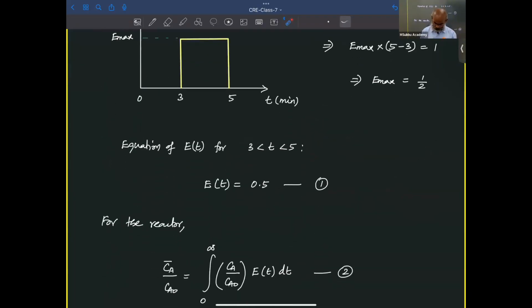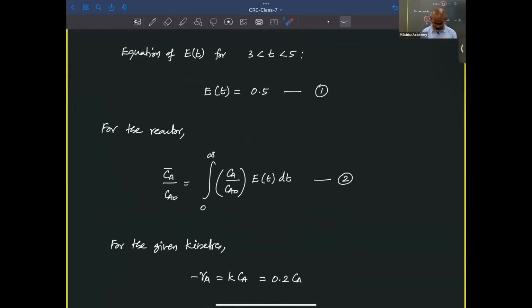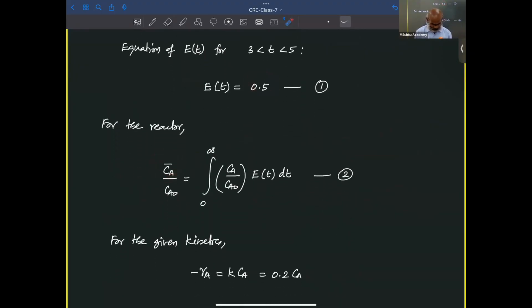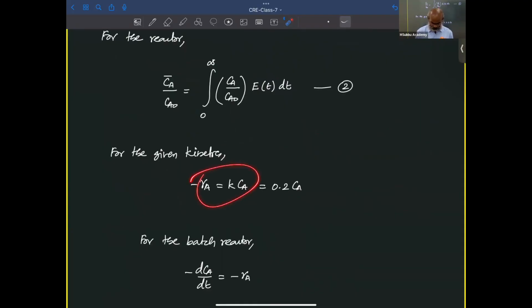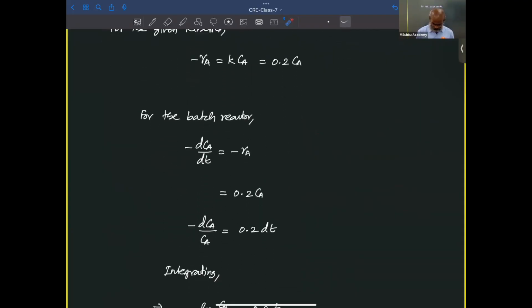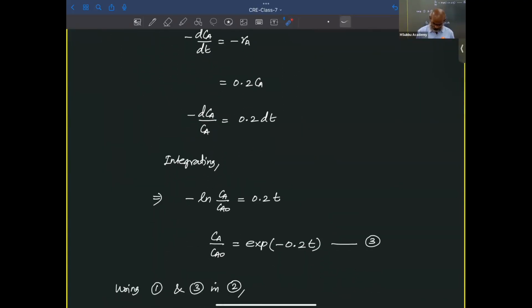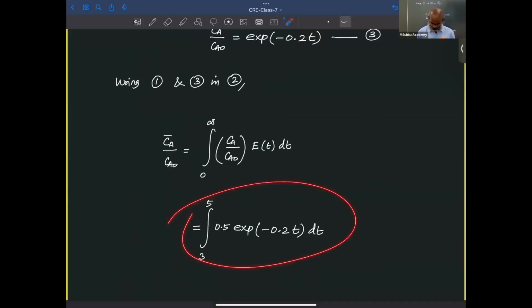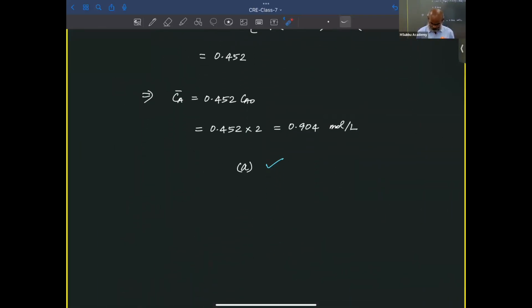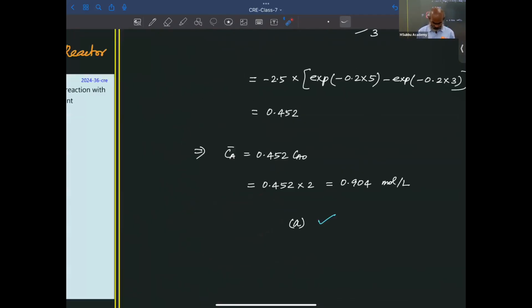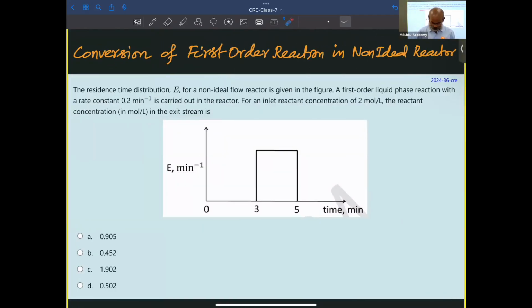Okay, now E is available, and the conversion relation is the average concentration divided by the initial concentration, which is the concentration in a batch reactor multiplied by E of T for the given reactor. So for the given kinetics, which is first order, for the batch reactor we can get this. Okay, so we have this Ca by Ca naught, so we have this expression. You can easily do this integration, not a difficulty. So you can get the average concentration. That is the question asked.